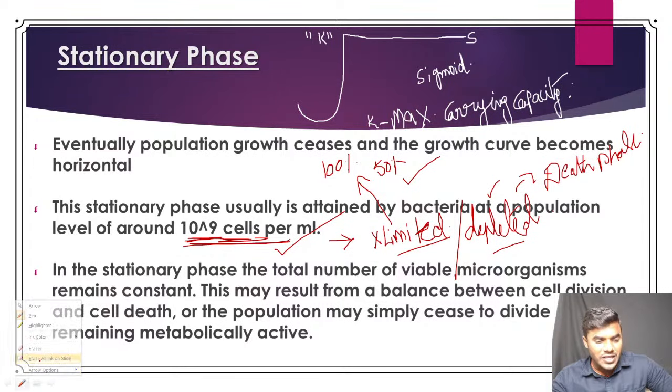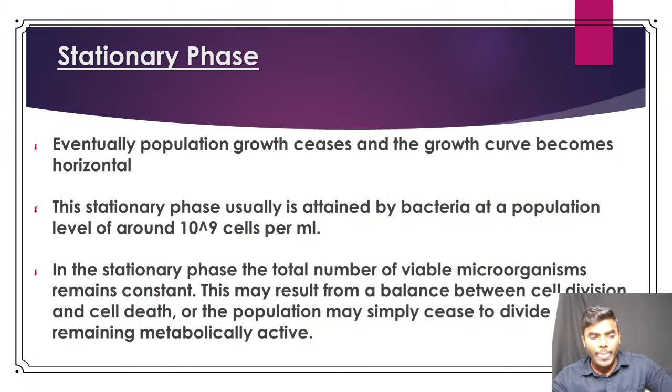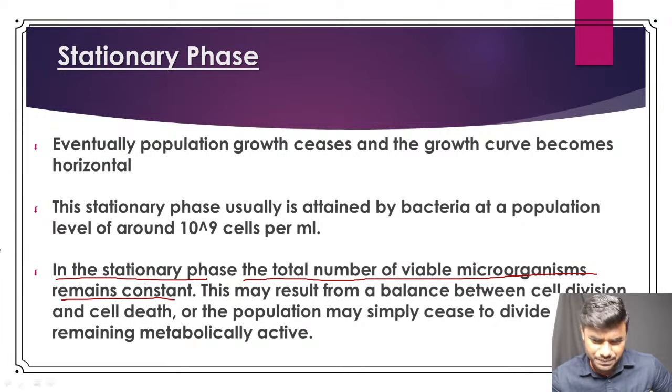Now friends, this is the important statement every student remember. In the stationary phase, very unique statement it is: in the stationary phase, the total number of viable microorganisms remains constant. Friends, what do you mean by the word viable microorganism? Viable microorganism means those which are reproductively active. Those microorganisms remain constant. Remember that point. In one simple line, friends, I can tell you the stationary phase causes a balance between what? Between cell division and cell death.